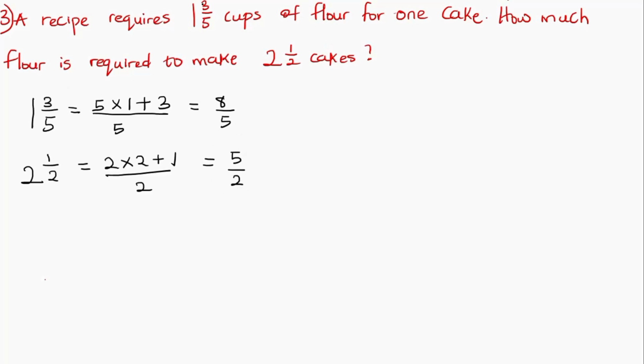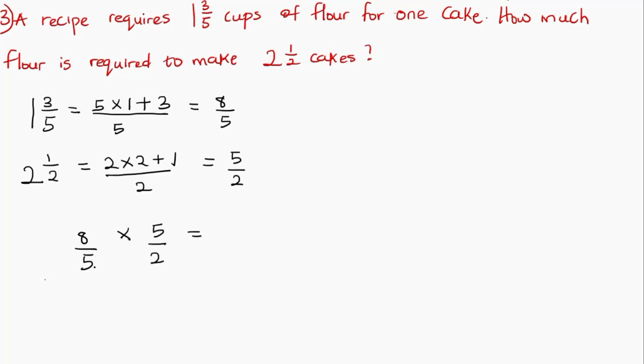So the question is saying this amount of cups of flour is required to make 1 cake. How much is required to make 2.5 cakes? So if this is required to make 1 cake, that simply means if we multiply the both of them, we are going to know the amount of flour that is needed to bake 2.5 cakes. So all we want to do is to simply multiply 8/5 times 5/2.